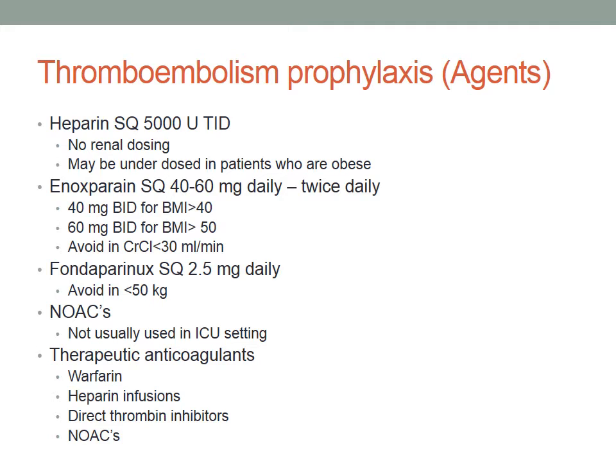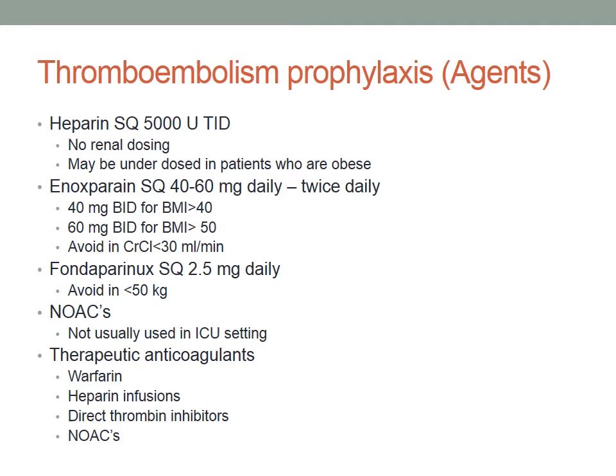There's no requirement for change in dose due to renal dysfunction, which is beneficial in an ICU patient population with dynamically changing renal function. However, the drug may be underdosed in the obese population, so occasionally you will see orders for 7,500 3 times a day, depending on the BMI of the patient. Similarly, in smaller patients, the dose may be limited to 5,000 units twice a day.